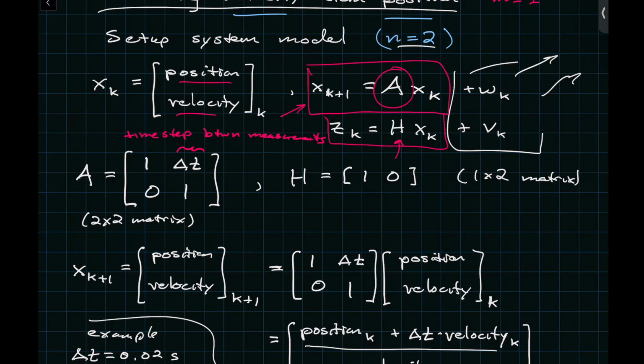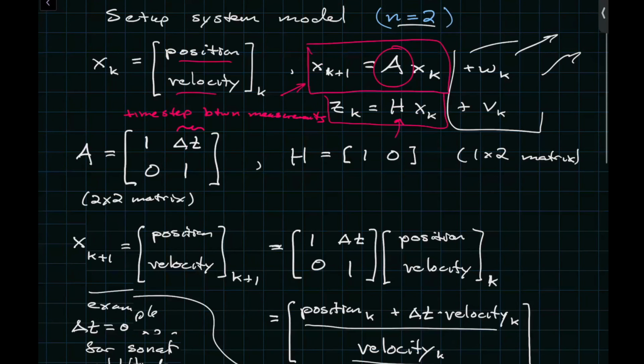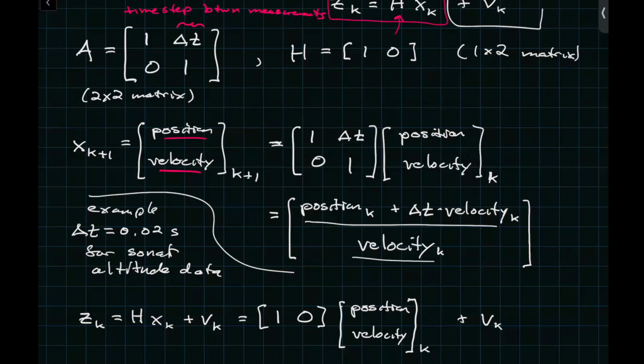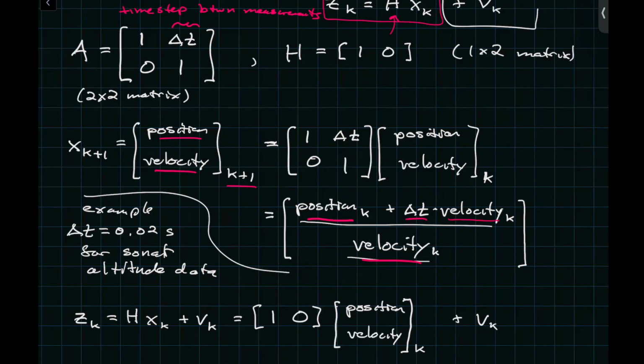And down here, it sort of shows what this does. The position and the velocity at time K plus 1 is the position at time K plus the small increment in position, which is delta t, the time between measurements, times the former velocity. And then we're just saying that the velocity stays the same. For this sonar example, delta t is 0.02 seconds. So that's a parameter that goes into the A matrix.